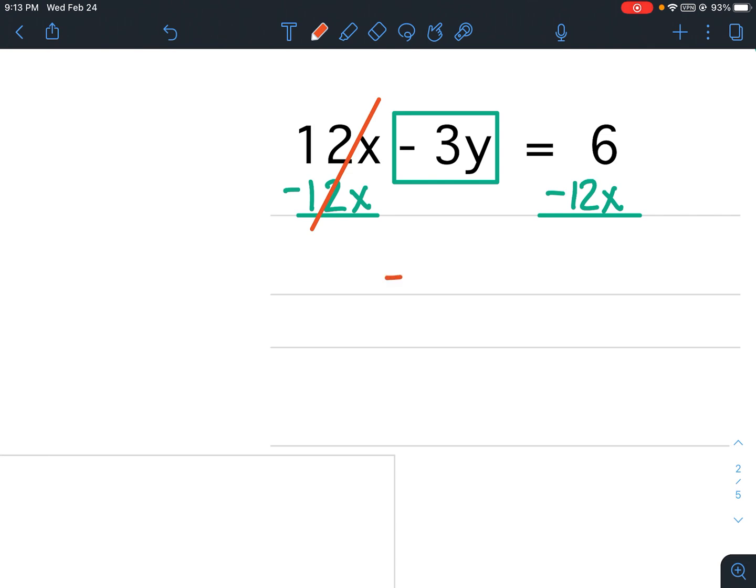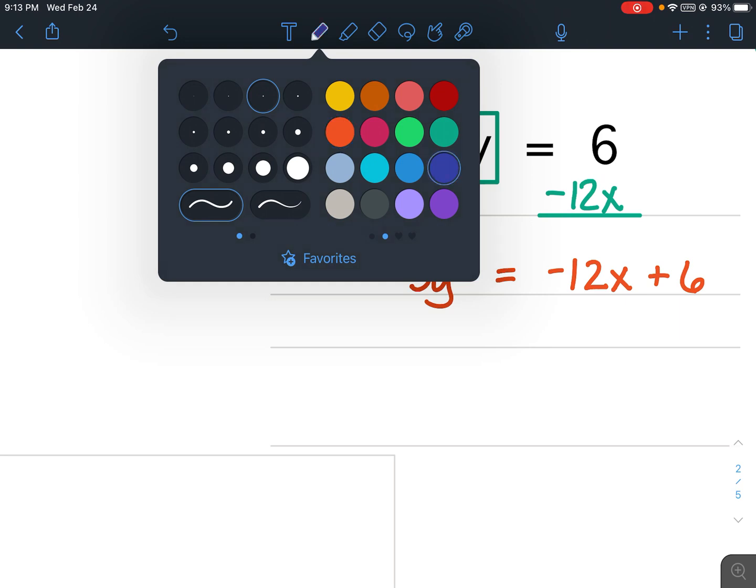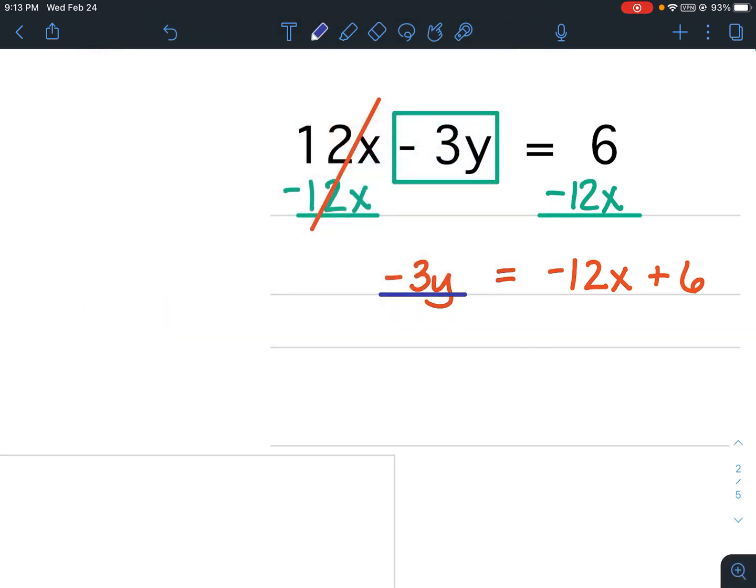So I've got negative 3y equals, bring down the negative 12x first. These are not like terms, so I can't combine them. I want to bring down my variable term and then my constant term. The last step would be to divide everything by negative 3. Again, we've done this lots of times.